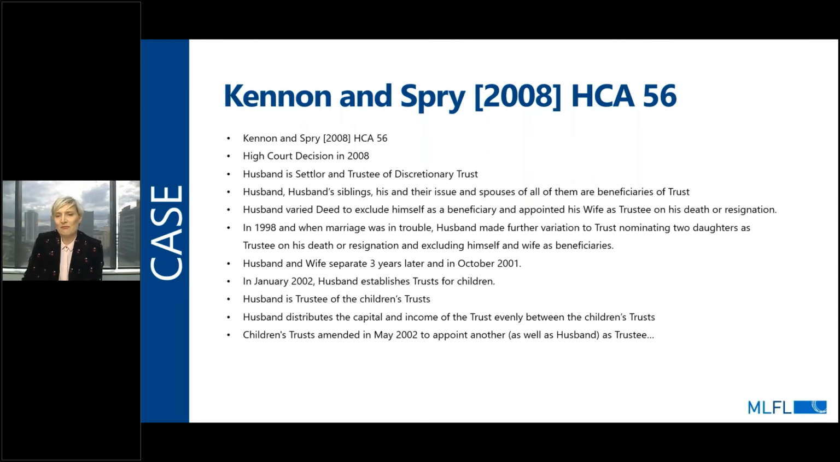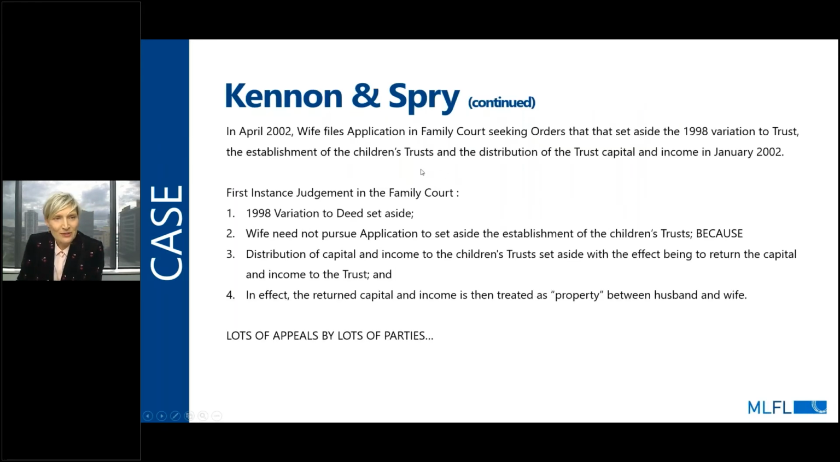And I guess what's important, you'll see on the next slide, is that effectively he amends those trust deeds in May 2002, when I think it's the month earlier that in fact the wife has commenced property settlement proceedings. So I think he did start to get a bit nervous about what was going to happen, because he did decide to appoint someone else as well as himself as trustee. And that's right, the following slide confirms that in April 2002, she makes an application to the family court seeking orders that effectively set aside the distributions that have been made, the variation to the trust deed that was undertaken in 1998, and the establishment of the children's trusts.